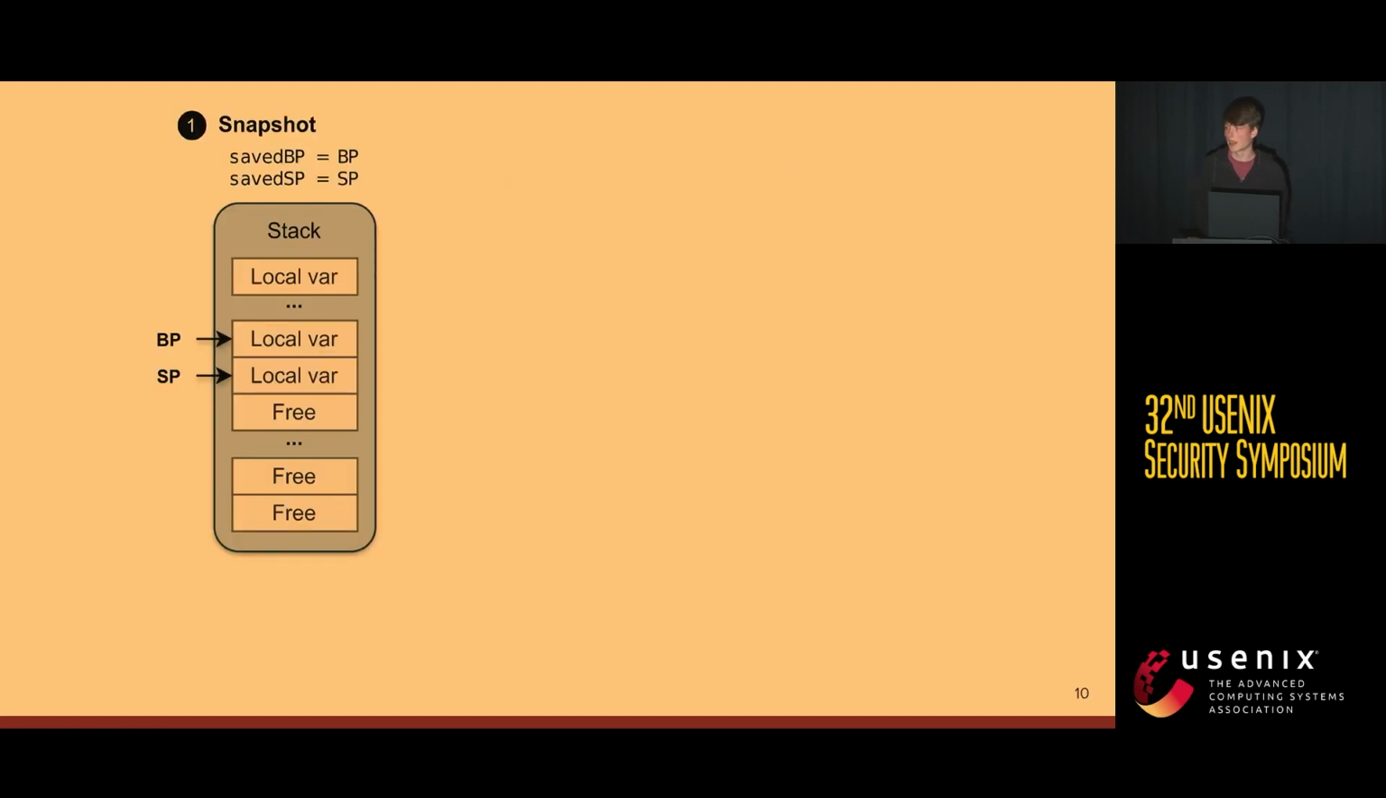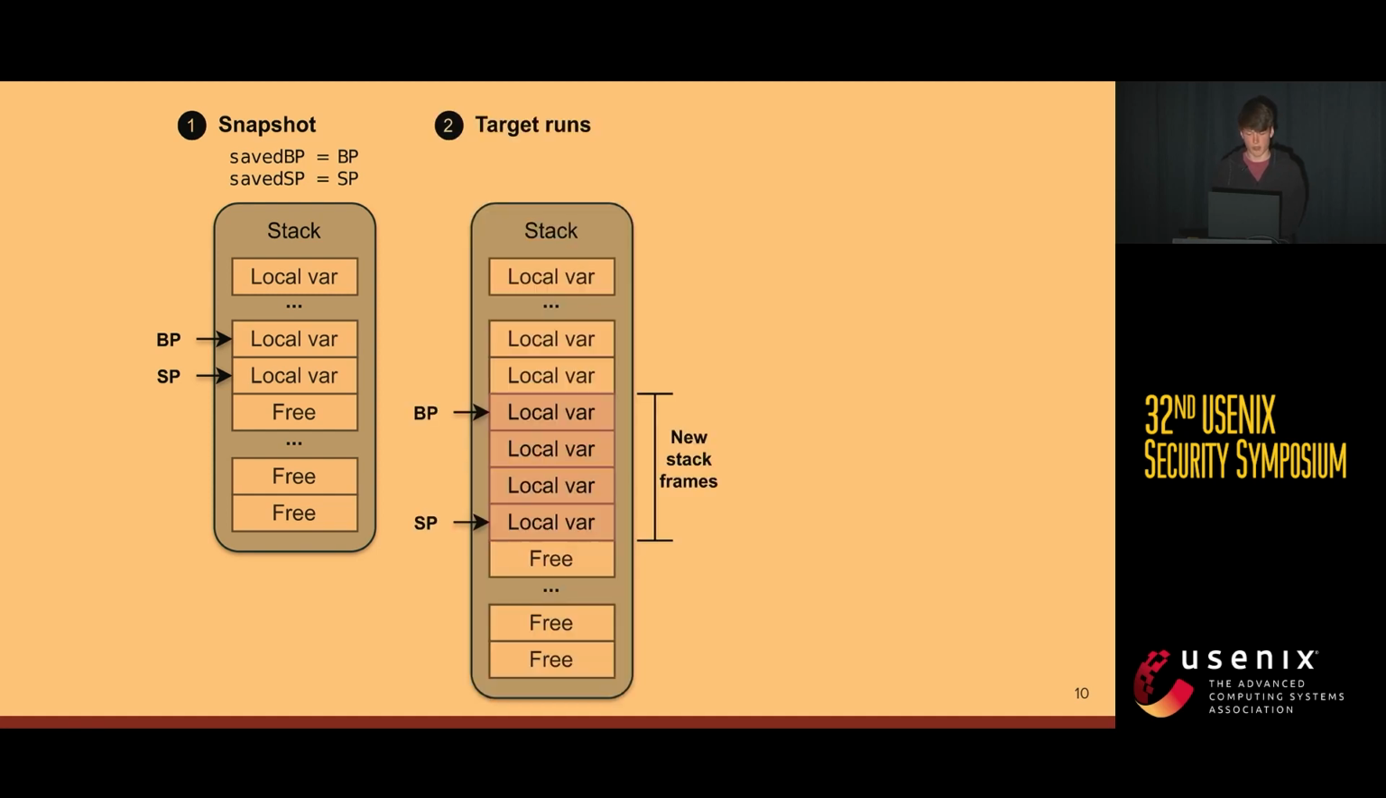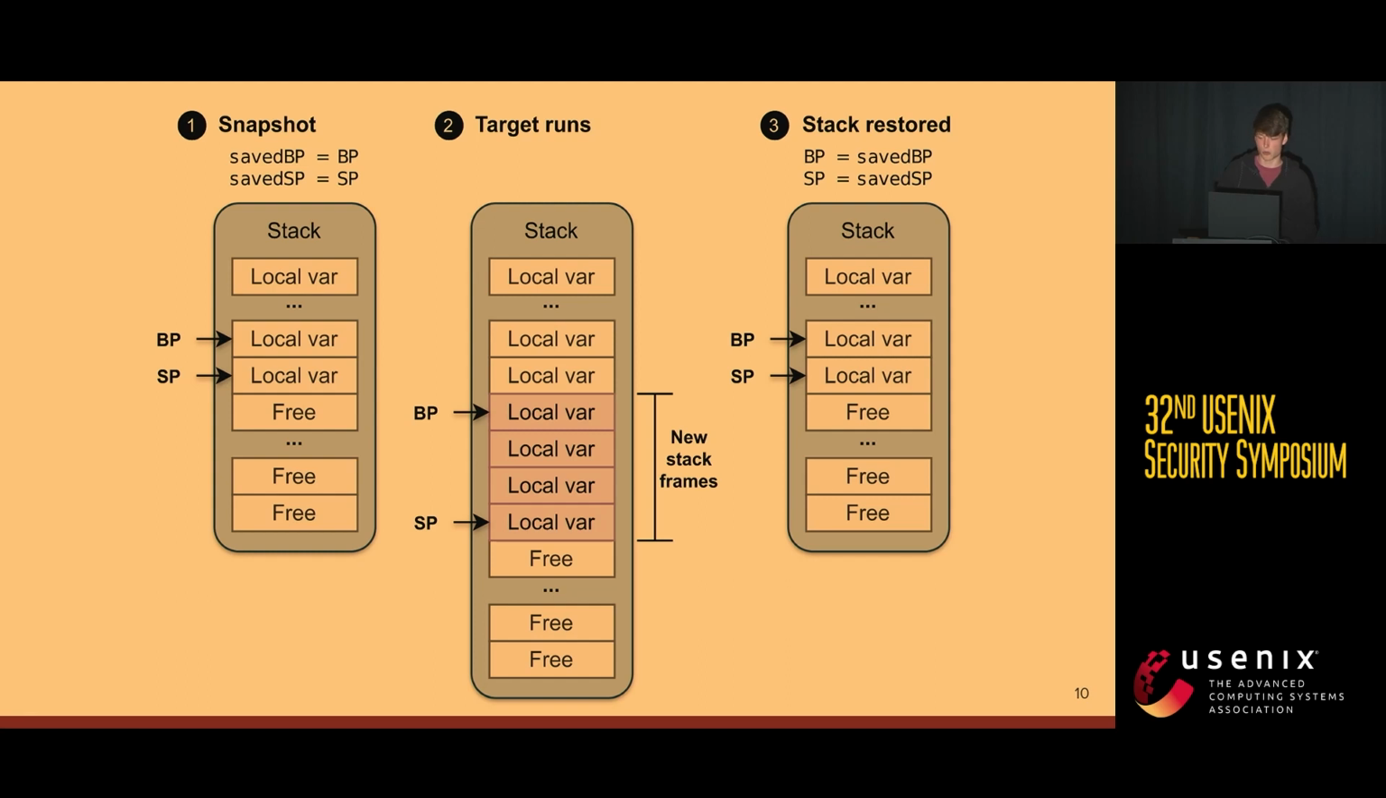So for the stack, we save the base pointer and stack pointer before the target runs. And then when it runs, because of the way the stack works, everything it adds, in other words, everything we want to get rid of after it's done running, is going to be above the old value of the stack pointer. So we can rewind those pointers and clean up everything the target just added to the stack.